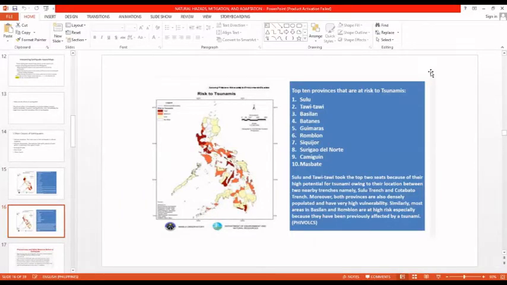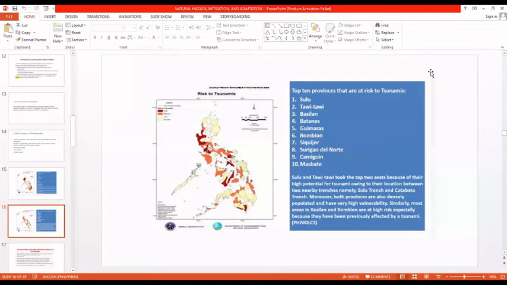We have Sulu, Tawi-Tawi, Basilan, Batanes, Guimaras, Romblon, Siquijor, Surigao del Norte, Camiguin, and Masbate. Itong Basilan and Romblon, bakit sila na-include sa high risk? Especially kasi nga, nakaranas na sila or naging affected na sila ng tsunami way back, ilang taon na nangyayari, di ba? Then itong sa Sulu and Tawi-Tawi, itong mga malapit sa south dito sa Mindanao, meron kasing Sulu Trench and Cotabato Trench na malapit.